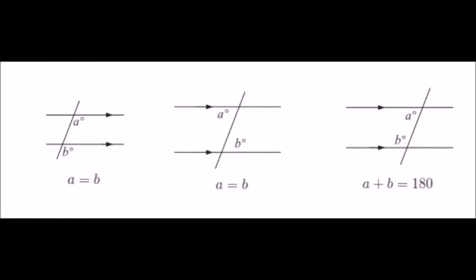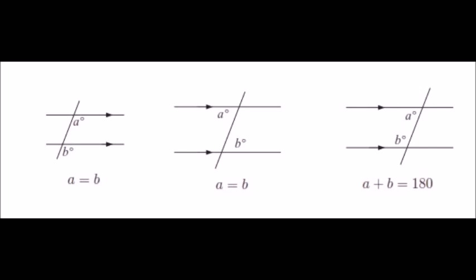Corresponding angles. When two parallel lines are cut by a third line, then angles in corresponding position are equal in size. As we can see, A equals B. Alternate angles. When two parallel lines are cut by a third line, then angles in alternate positions are equal in size.